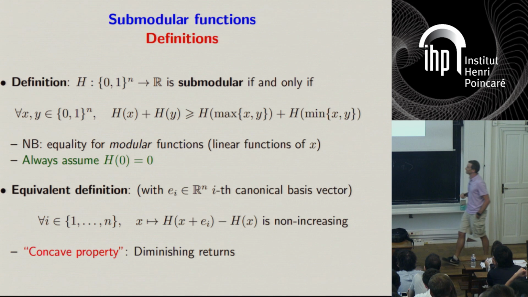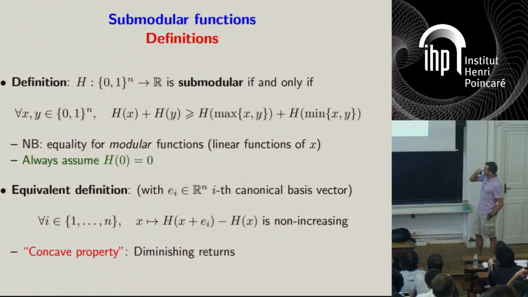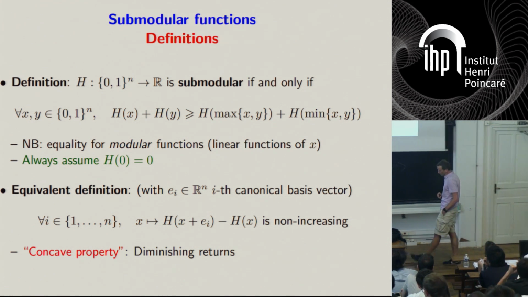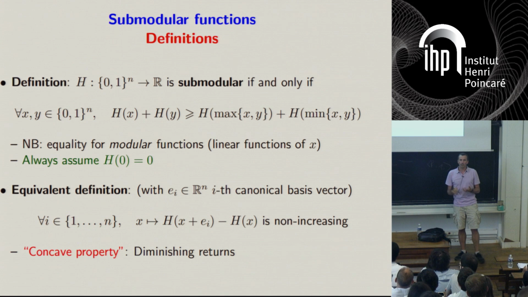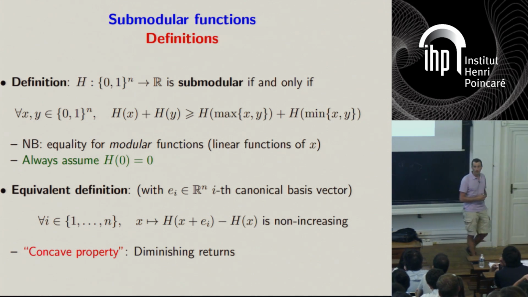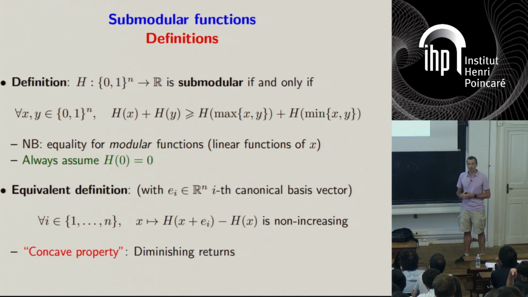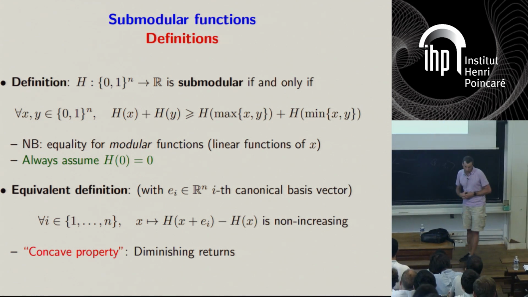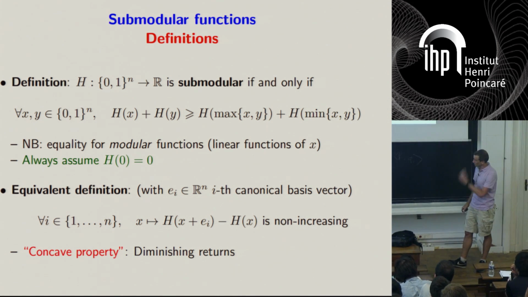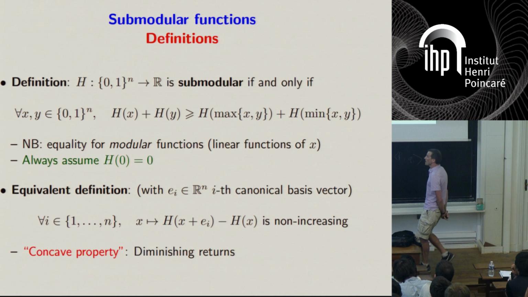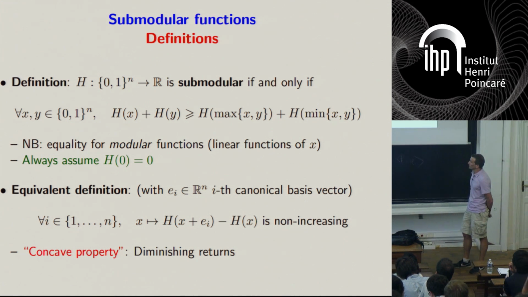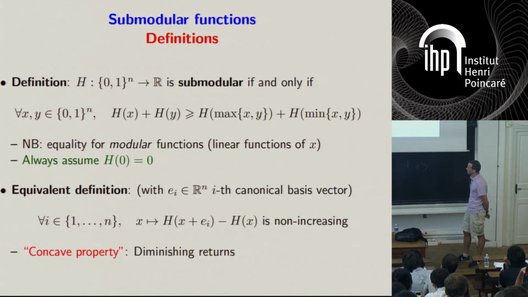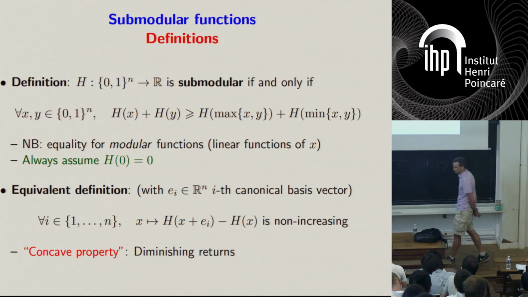This is just the usual other definition, which is this diminishing return property, which should make you think about a concave property. Concave functions on the real line have this diminishing return property, and this is essentially the equivalent for set functions. Okay, so diminishing return property.